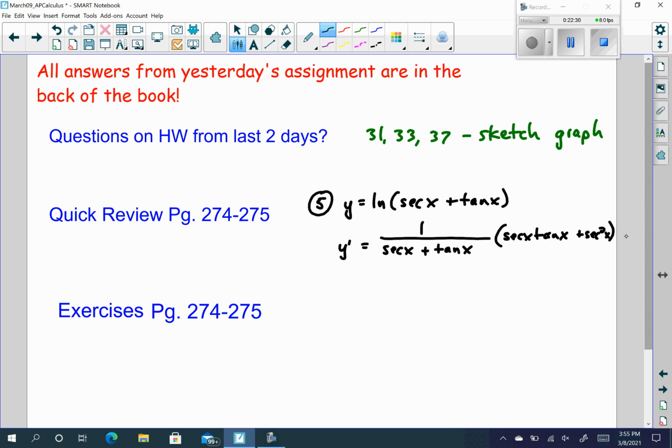Now we could go further and try to simplify this. Because if the answer in the back of the book was a little different, I believe it may have just showed secant x. So let's see how that could work out. So we could just factor a secant x out of the numerator here. And then we're left with tangent x plus secant x, which will divide with the bottom part. And this will just leave us with secant x.